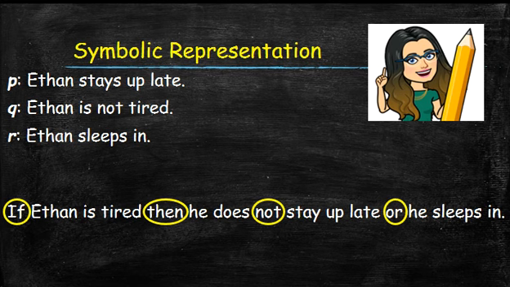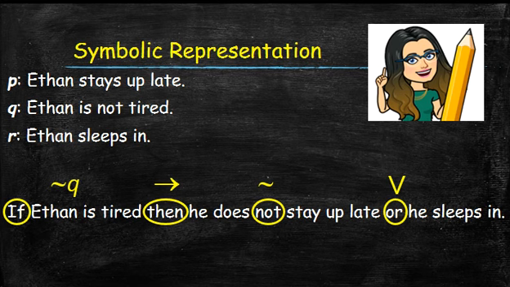Now let's put our symbols with our circles. Remember, if then goes where then is. Next, let's read what's left without our circled words. Ethan is tired. That matches up to Q. But wait, it's missing the not. Q is Ethan is not tired. So I need to write not Q because it's the opposite of Q.